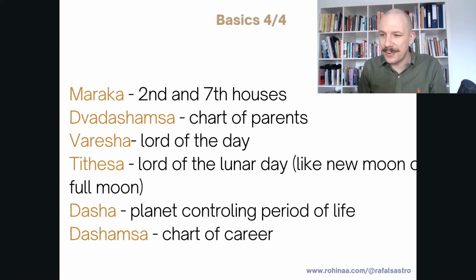For example, Sun is very important to see in the Dvadashamsa chart. It shows father, not only father, but also our father. And the ninth lord will show also our father. The fourth lord will show our mother.